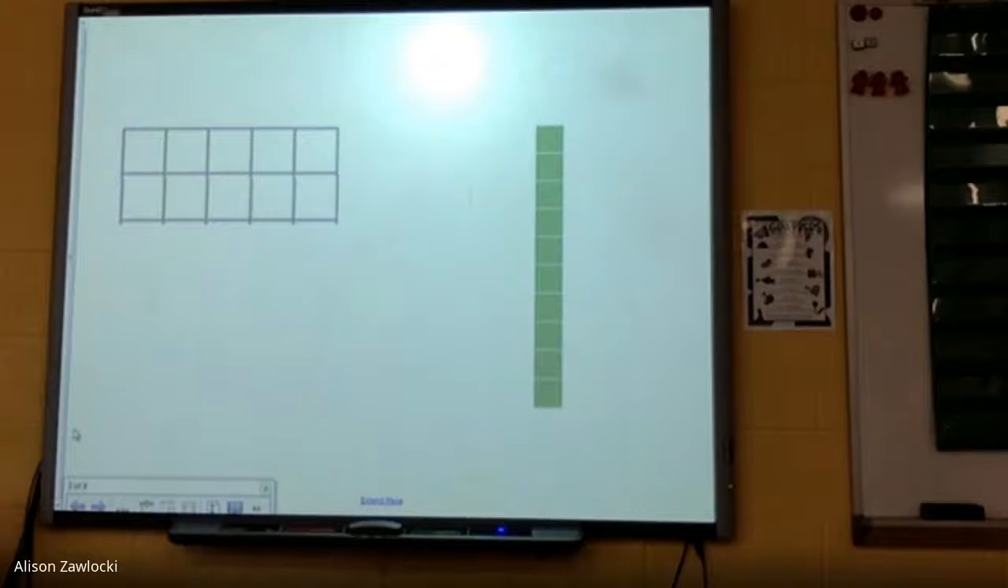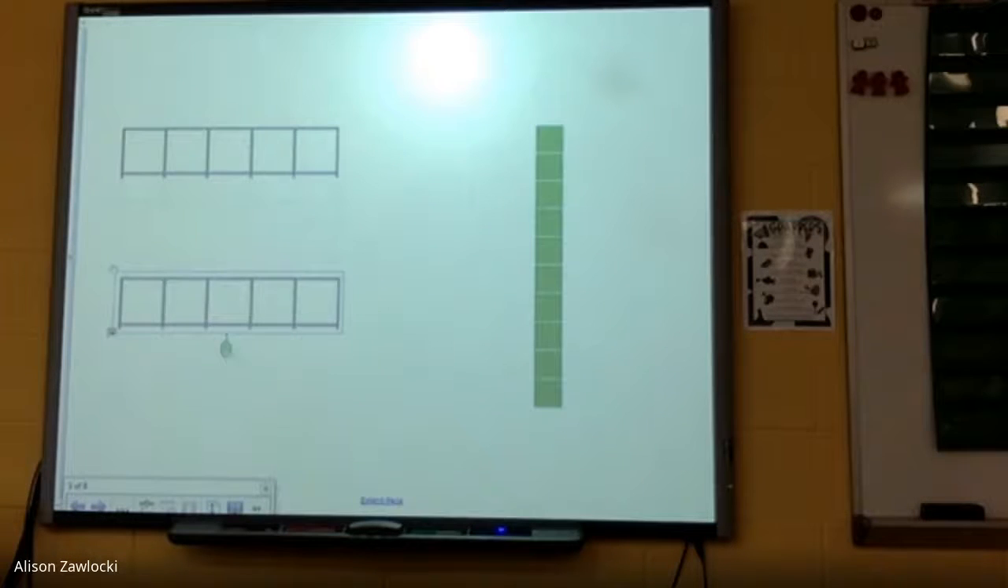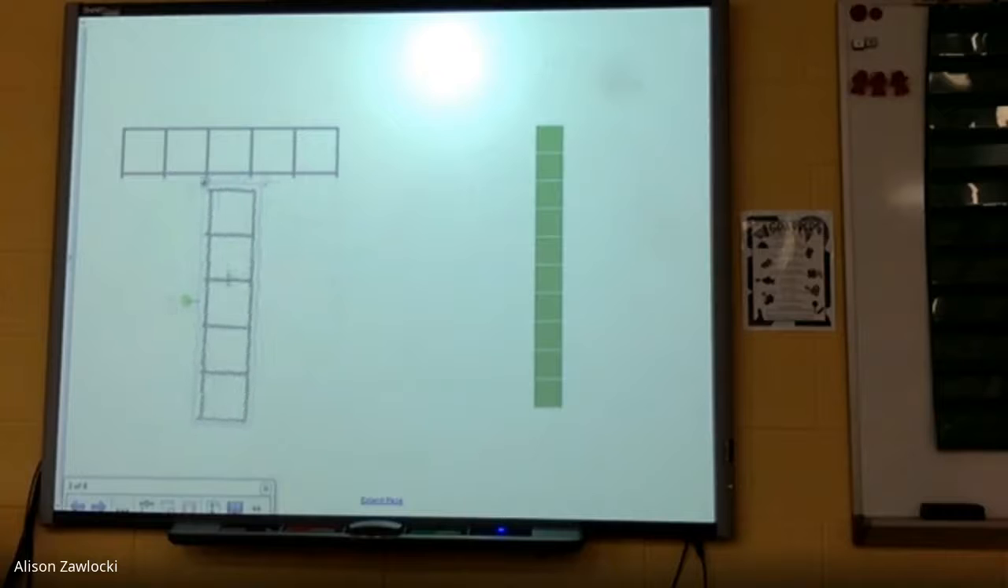Oh, notice our super cool magic trick. What do we see here? That is a 10 frame. So what happens if I do this?